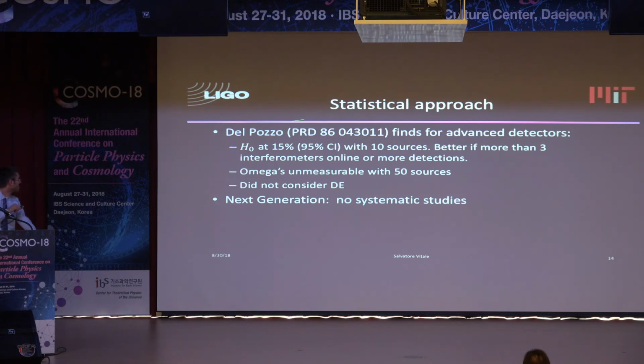And with the second generation, with Advanced LIGO, using this method, the omegas are not measurable. With 50 sources, you still don't get any information. They also did not consider dark energy in this problem. And I want to say also that this method has not yet been seriously applied to the next generation of detectors. That will have to happen.